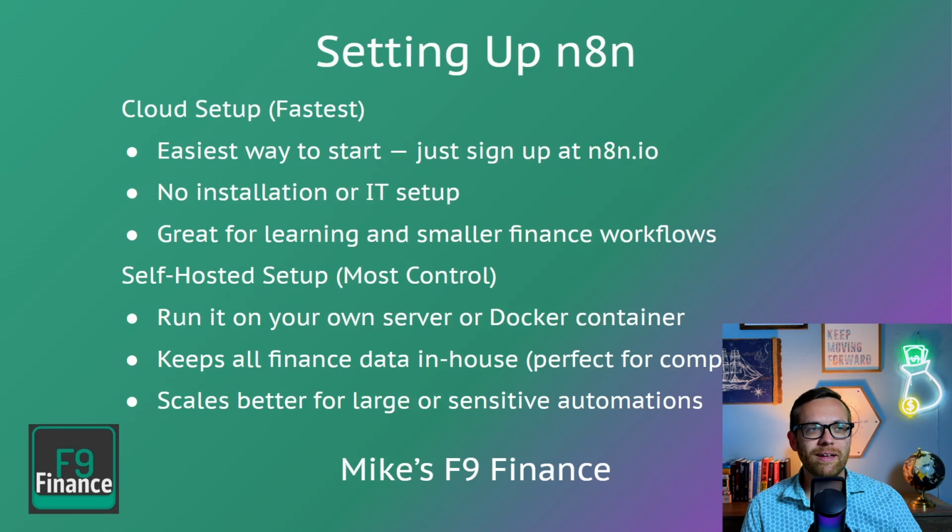As I briefly mentioned, there's two different ways to set up n8n. There's the cloud setup, which is fastest. You just go to n8n, you set it up, it's ready to go, just like Make, Zapier, Power Automate. You pay them, it's all ready, but it is pricier, and you have less control over the infrastructure. What we're talking about today is self-hosted. This gives you the most control. You can run it on your own server or Docker container, as we're going to go through. You can keep all of your finance data in-house, and it's much better for large or sensitive automation.